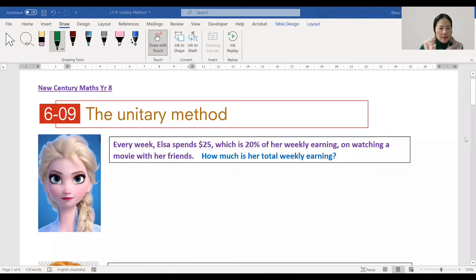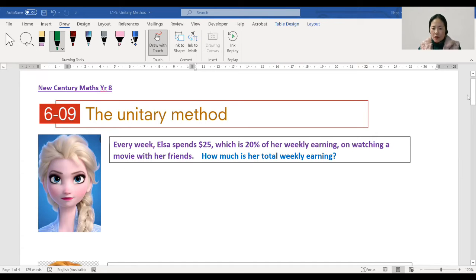Okay, today we're going to do 609, the unitary method. Let's have a look at an introduction question here. Every week, Elsa spends $25, which is 20% of her weekly earning, on watching a movie with her friends. Well, good for her. So how much is her total weekly earning?